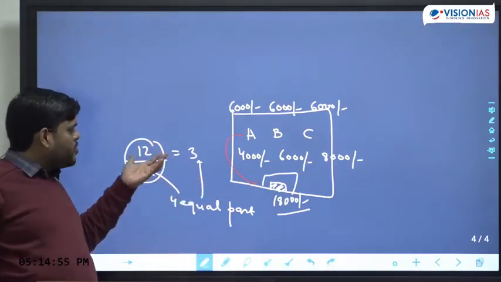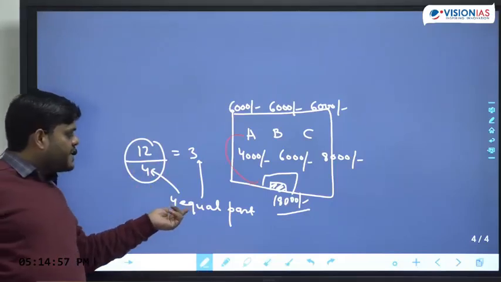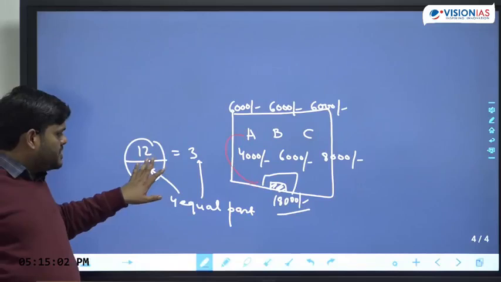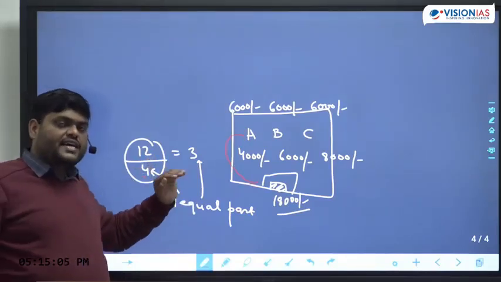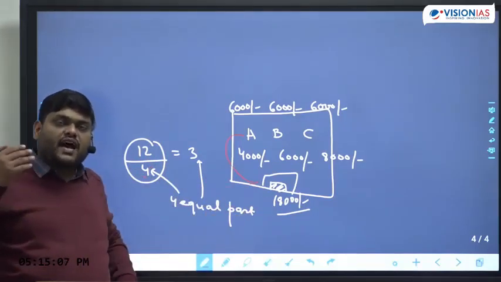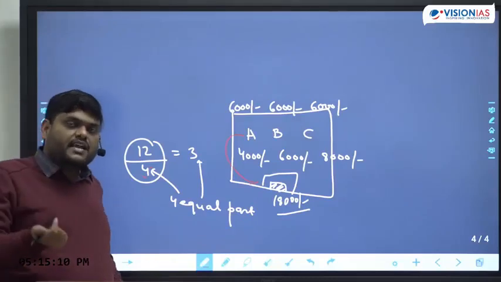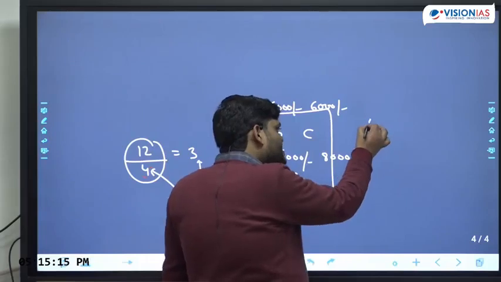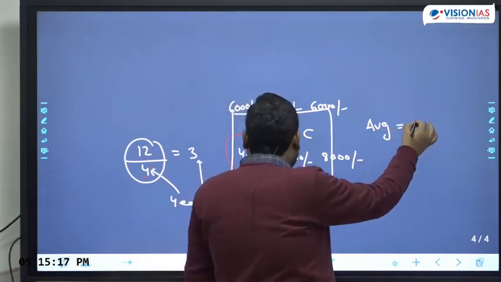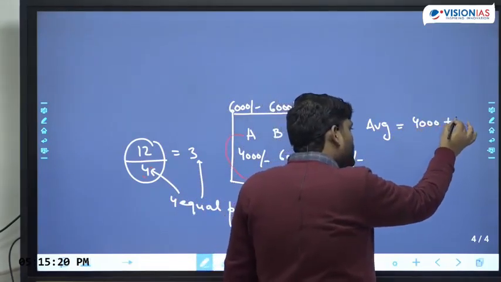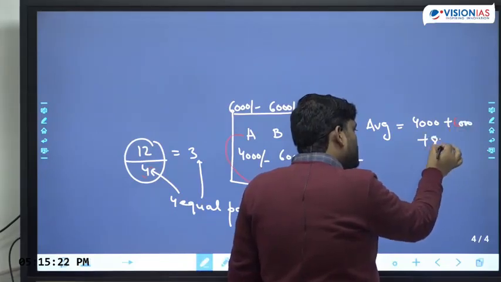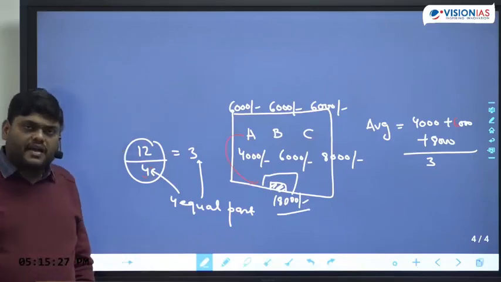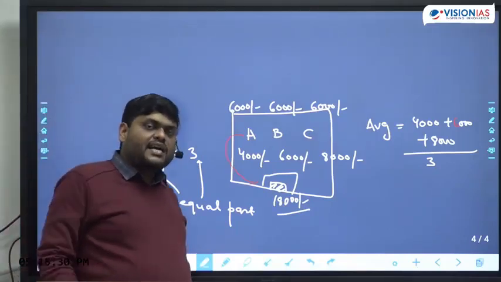If we are dividing by 3, then that means we are dividing into 3 equal parts, and each value is 4, suppose. So dividing by 4 means dividing into 4 equal parts. Dividing by 5 means dividing into 5 equal parts. Dividing by 10 means dividing into 10 equal parts. So if I apply the average formula, it will be sum of observations divided by number of observations.